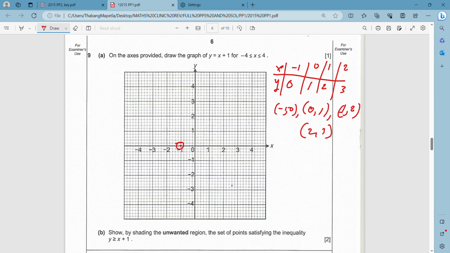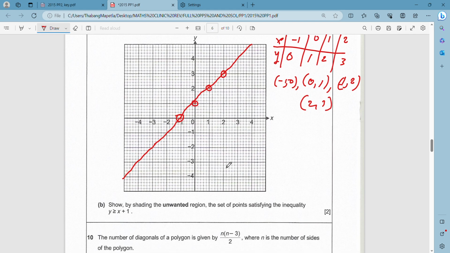So the next one will be 0, 1. 0, 1 will be somewhere there. Then the next one will be 1, 2. 1, 2 will be somewhere there. And the next one will be 2, 3. 2, 3 is going to be somewhere there. I hope you can see the straight line. We'll go like that. Remember, I am not perfect. Remember, you are going to do it with the ruler, and then you get 1 mark for that.